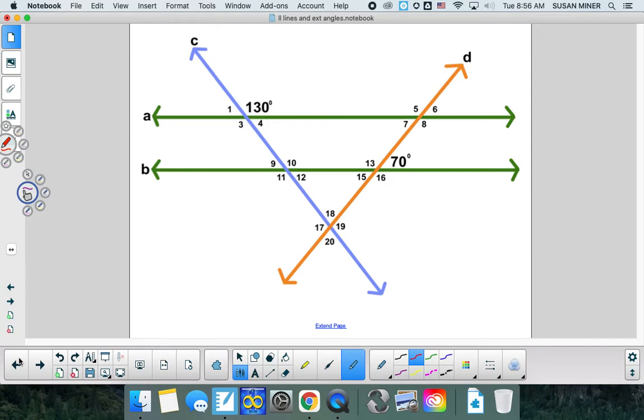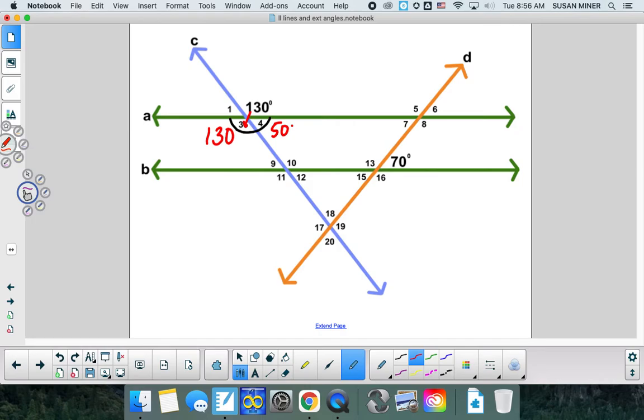So let's just start with what we know, right? My 130 angle, I know vertical angles, right? 130 and the number 3, they're vertical angles. They're straight across. So I know vertical angles are the same measurement. So angle 3 has to be 130. And then maybe I could say, hey, 3 and 4 are a linear pair. They make that nice half circle. They're on the same line together. So 130 plus 50 equals 180. So I know that's 180.